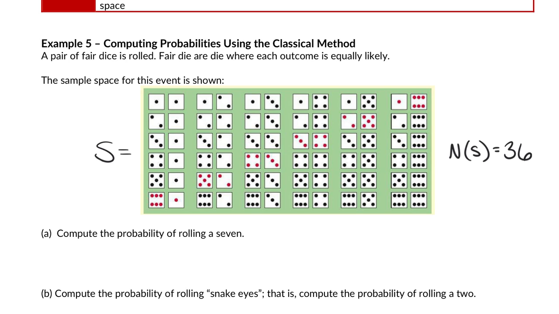It says to compute the probability of rolling a 7. So if we're going to do probability of event E, which is defined to be rolling a 7, we need to do the number of times you can roll a 7 divided by the number of items in my sample space. So we need to look at our entire sample space for the number of times we can roll a 7. Here's a 7, here's a 7, here's a 7, here's a 7, here's a 7, and here's a 7.